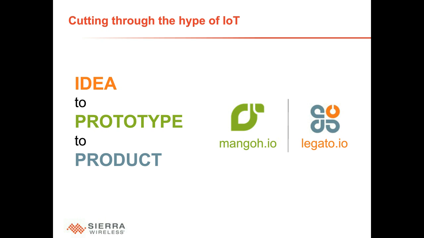But maybe to answer your question, when you get a Mango with a Sierra Wireless module on it, it does come with Legato pre-installed.